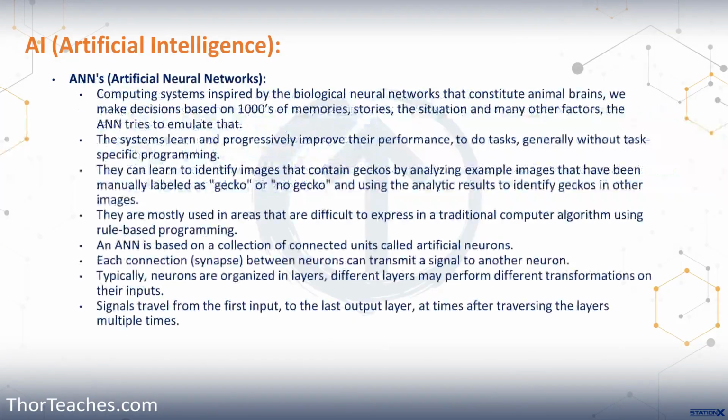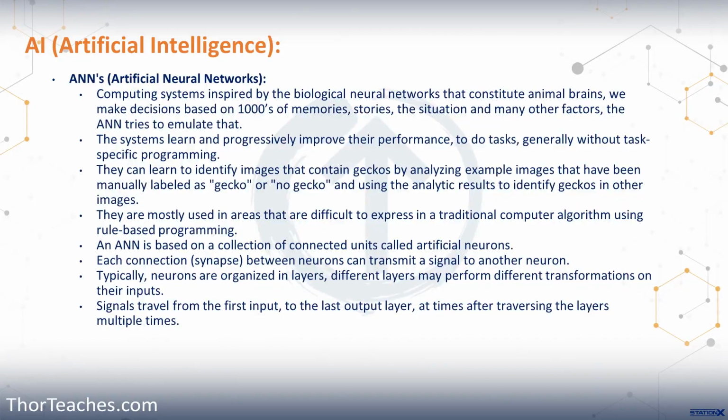Then we have ANNs, artificial neural networks, and they're inspired by the human brain. We make decisions based on thousands and thousands of memories, stories, situations, or other factors that we have. All those things we have experienced and learned through our lives, we use to make that decision. The ANN emulates that. So the system learns, and it improves its own performance every time it does a task. And they generally do that without specific programming for that one task.